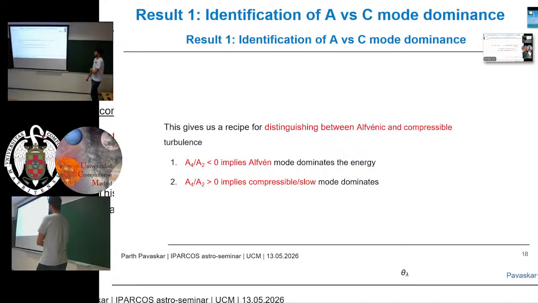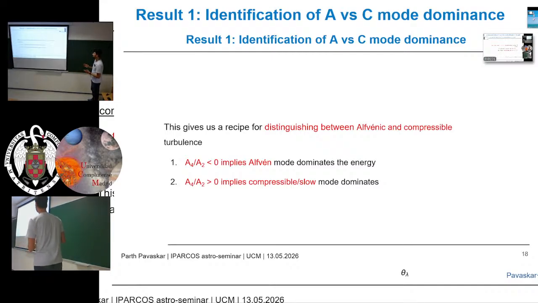So this gives us a recipe. Now I showed you that we do have this clear differentiation in how this A4 by A2 parameter behaves, and it does seem to somehow obey this recipe here: when the plasma is dominated by compressible modes, it seems to be positive. When it's Alfvén modes, it seems to be negative most of the times. So the method works in this case, at least in simulations.